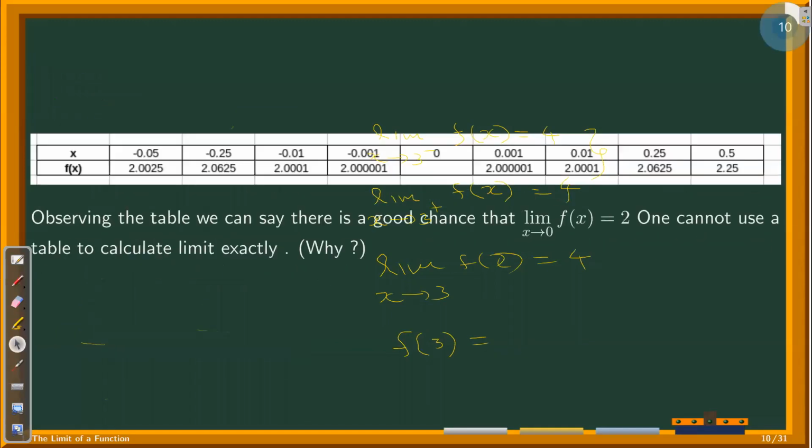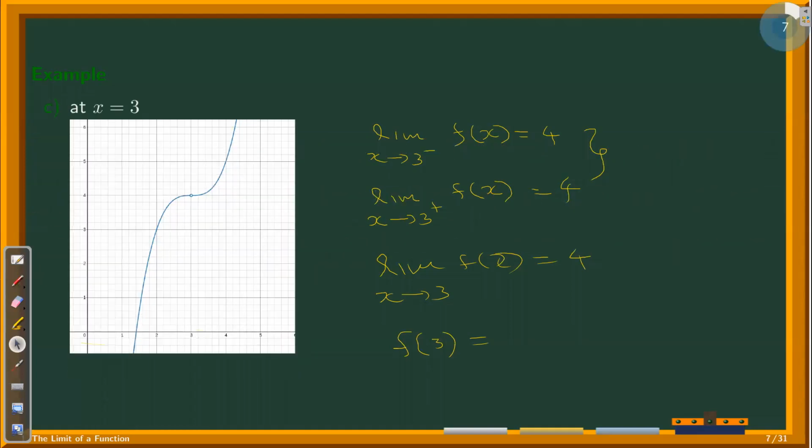Sorry, I accidentally pressed the pen. Okay, so there is a hole right above 3. So that means this point does not belong to the graph, and there is no other point given here.